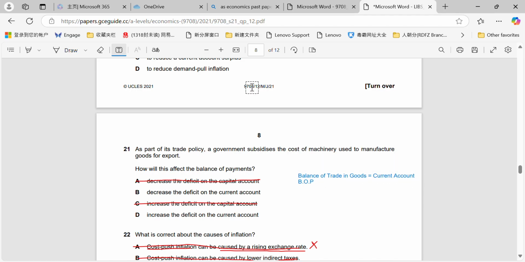Okay, so then very simply, increase or decrease the deficit is what we need to answer. If we are increasing the deficit, imports will go up, exports will go down. If we're decreasing the deficit, then imports will go down and exports will go up. And if we're subsidizing machinery to manufacture the goods for export, then we're definitely going to increase our exports, which would tell us that we're going to decrease the deficit on the current account.